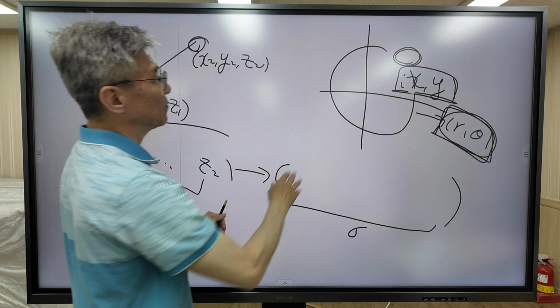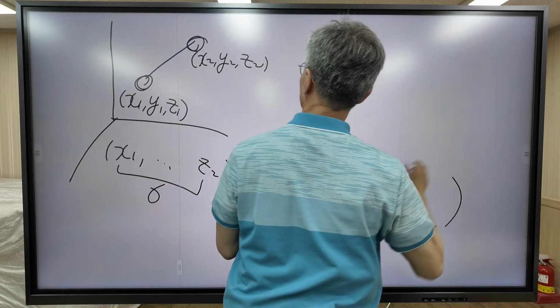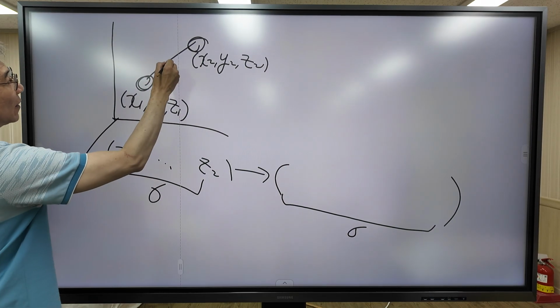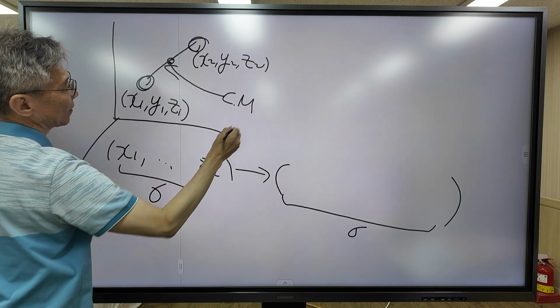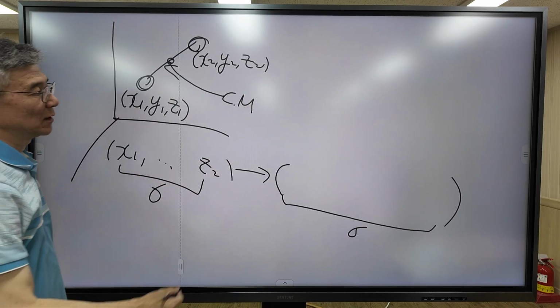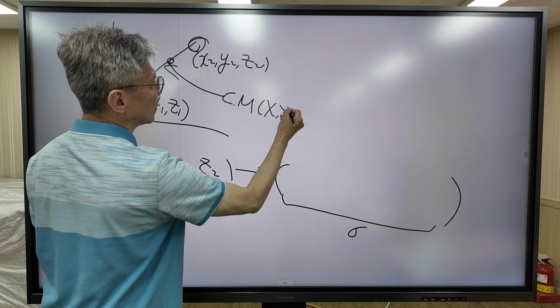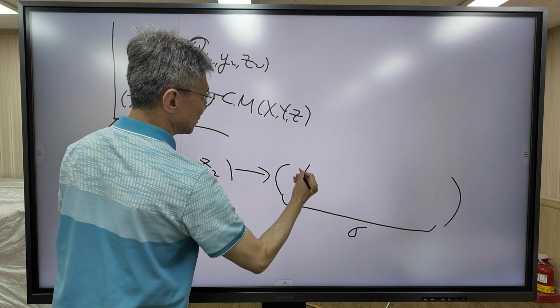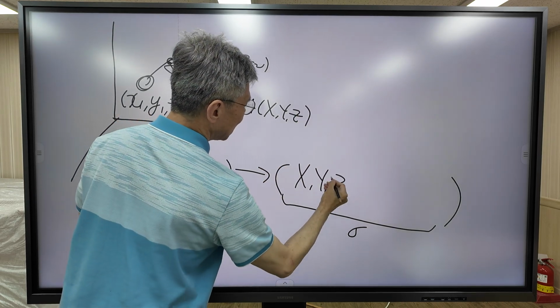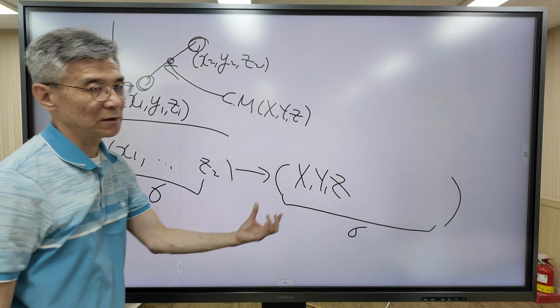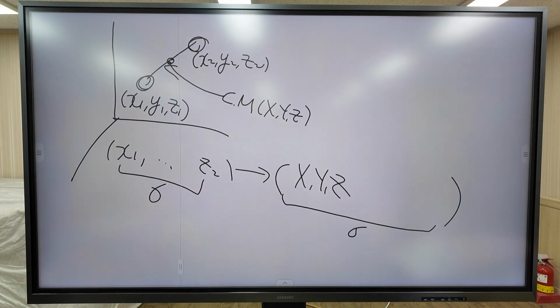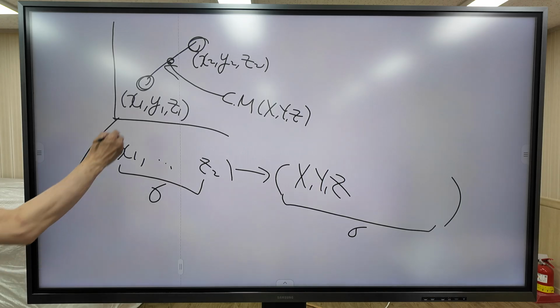So, the new coordinate system. First, we are going to define the center of mass: X, Y, Z. This is the new coordinate we are going to use. The fourth coordinate is Q.